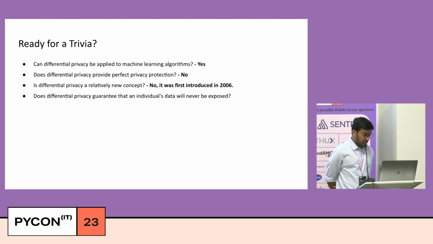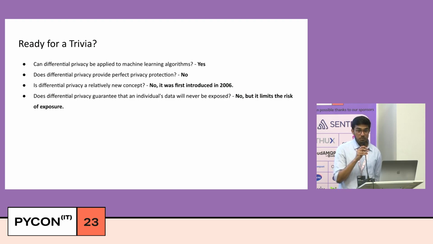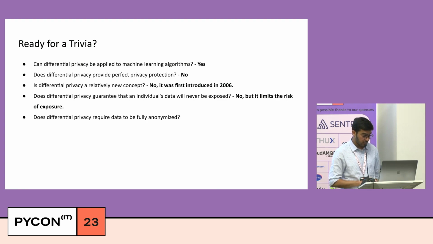Does differential privacy guarantee that an individual's data will never be exposed? Again, it's not a very strict guarantee, but you can still limit the risk of exposure. In an ideal world, every user should be able to define the epsilon value or the privacy budget for that particular individual, but that's a long way off, and we are nowhere close to that.